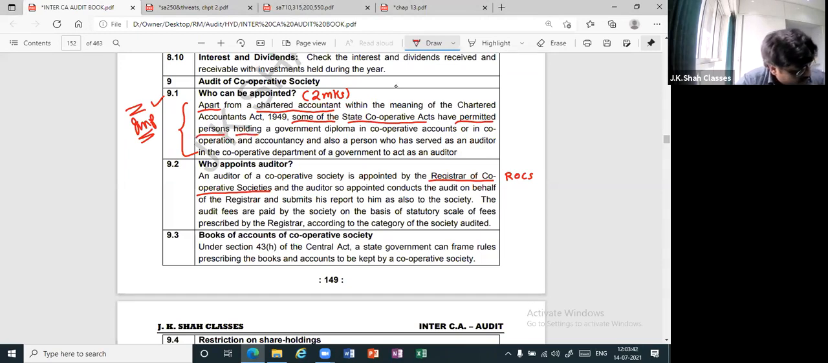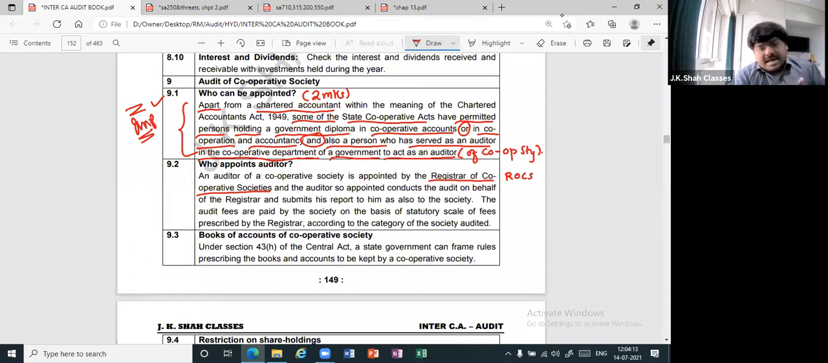some of the state cooperative acts have permitted persons holding a government diploma in cooperative accounts or in cooperation and accountancy, and also a person who has served as an auditor in the cooperative department of a government, to act as an auditor. Obviously, when I say auditor, auditor of what? Auditor of a cooperative society. So be careful. Only here the qualification is different, and only in internal auditor it was different. These two don't require chartered accountants.